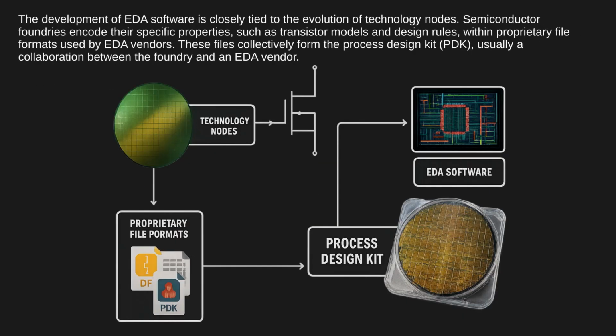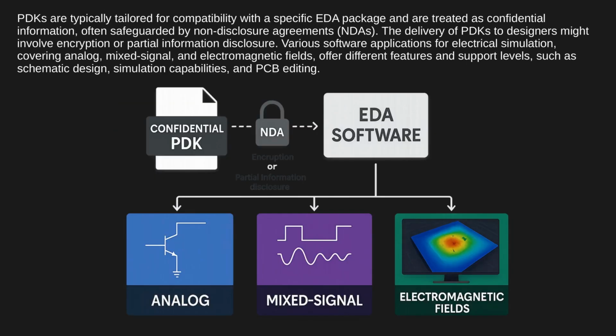The development of EDA software is closely tied to the evolution of technology nodes. Semiconductor foundries encode their specific properties, such as transistor models and design rules, within proprietary file formats used by EDA vendors. These files collectively form the Process Design Kit, PDK, usually a collaboration between the foundry and an EDA vendor. PDKs are typically tailored for compatibility with a specific EDA package and are treated as confidential information, often safeguarded by non-disclosure agreements, NDAs. The delivery of PDKs to designers might involve encryption or partial information disclosure.